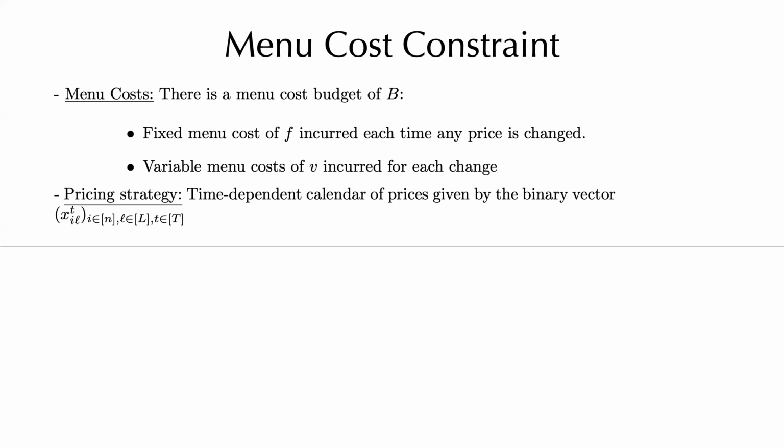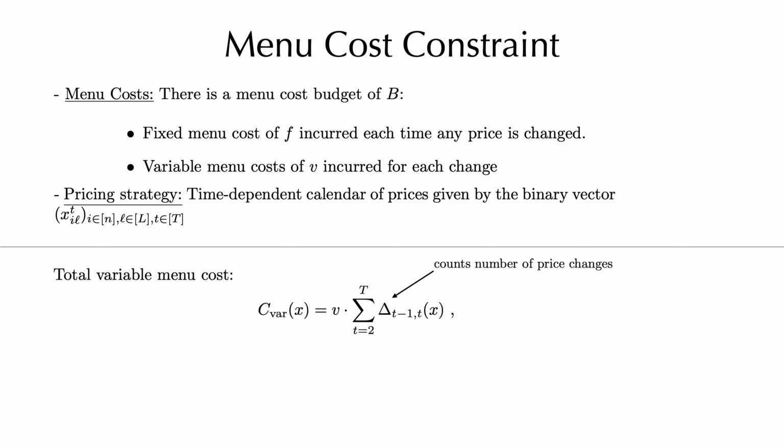With those two ingredients, I can write down the expected revenue, but first let me give you the formal account of the menu cost constraint. As I mentioned, there are two kinds of menu costs. The first is the variable menu cost. That's just incurred every time I change prices. So that's just V times the number of times I change prices in each period. Let's just assume that delta function just counts that number of times. So that C_var there gives me, for a fixed pricing strategy X, the total variable menu costs.